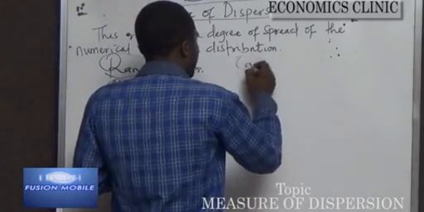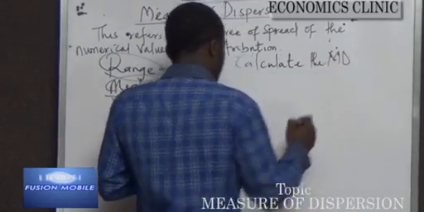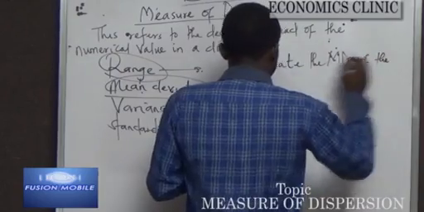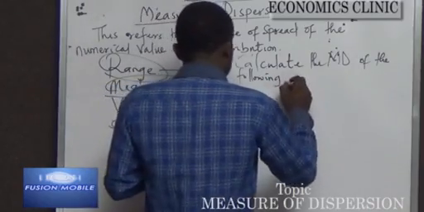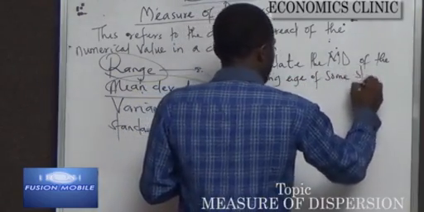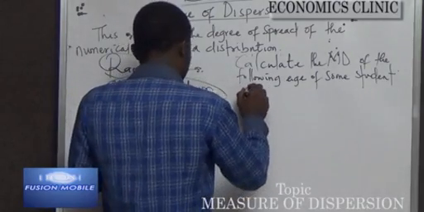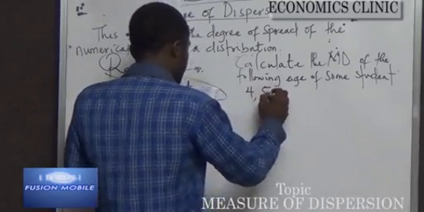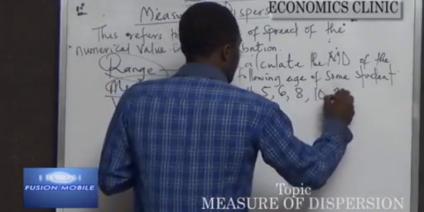Where we have to calculate the mean deviation, MD, of the following ages of some students in a class, which are 4, 5, 6, 8, 10, and 3.